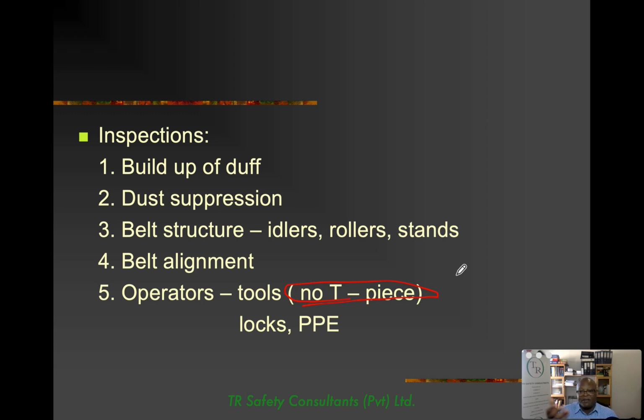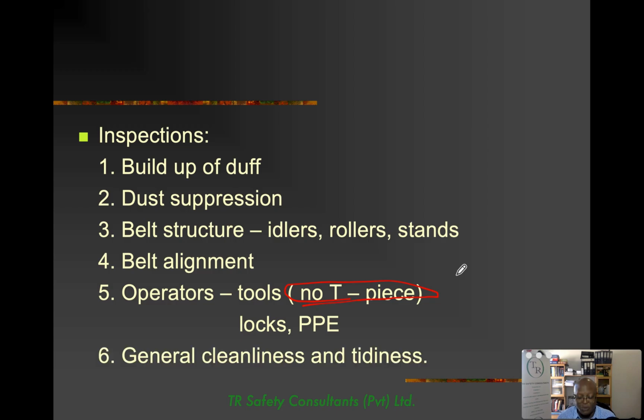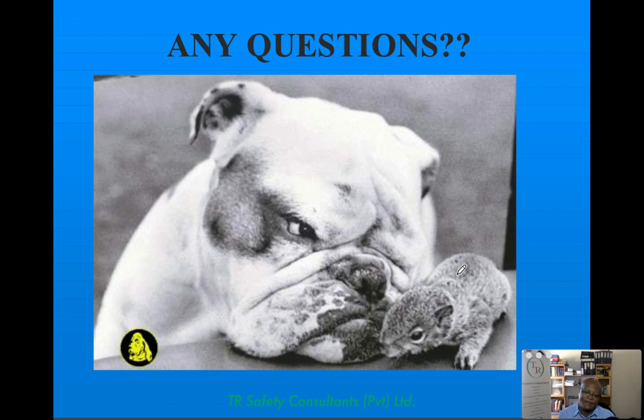Normally you find they have shovels. The shovel must not have that handle where you grab, because if that shovel is pulled into the machine, the person is also pulled. So mostly we cut off that handle and it is just a straight shank. That's what we're talking about for those shovels and tools around that conveyor belt system. General cleanliness and tidiness. This brings us to the end of this installment.